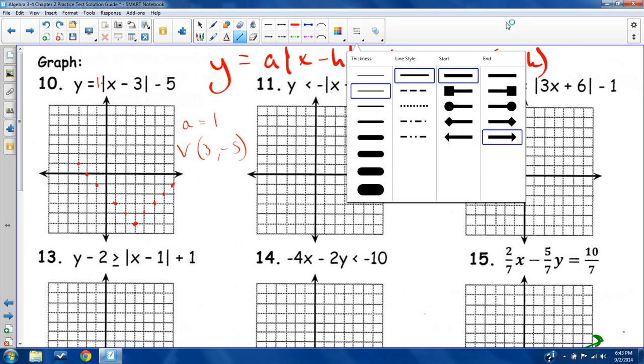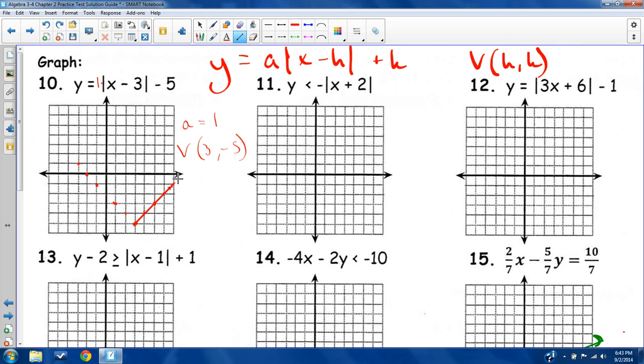Let's see, I can do an arrow immediately here. Do this, and you follow along that line. Boom, we did a graph. We didn't have to do any tables. I'm going to save you the pain from doing tables right now. There's our graph. y equals the absolute value of x minus 3, minus 5.